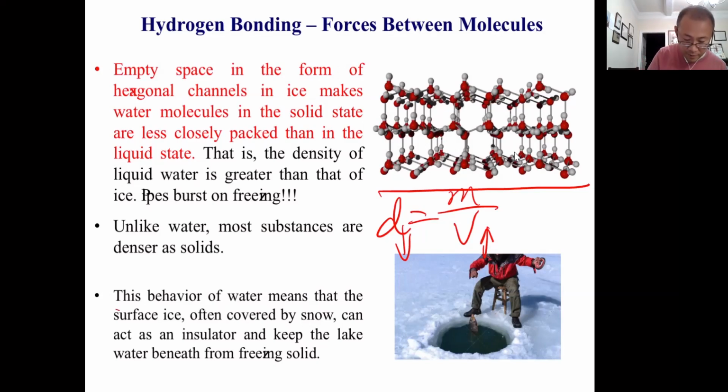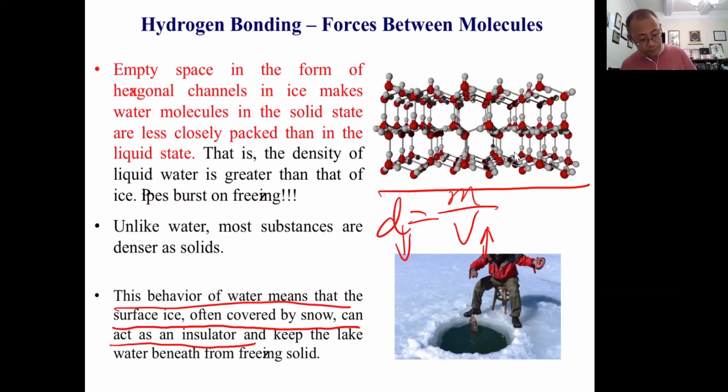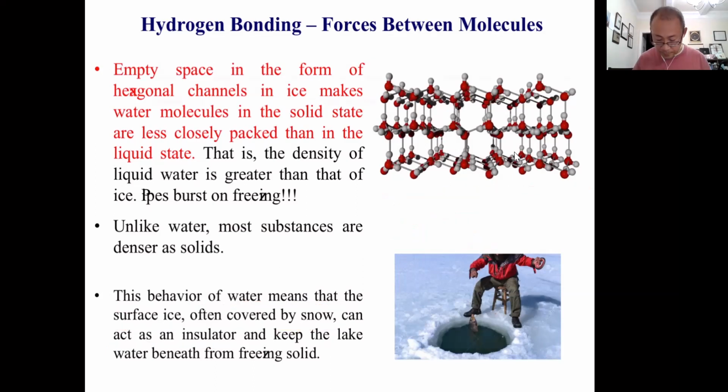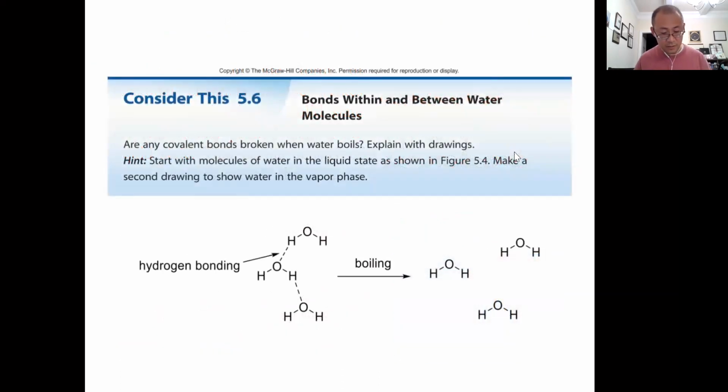This behavior means that the surface ice, often covered by snow, can act as an insulator that keeps the lake and the water beneath from freezing solid. Here's a quick practice.